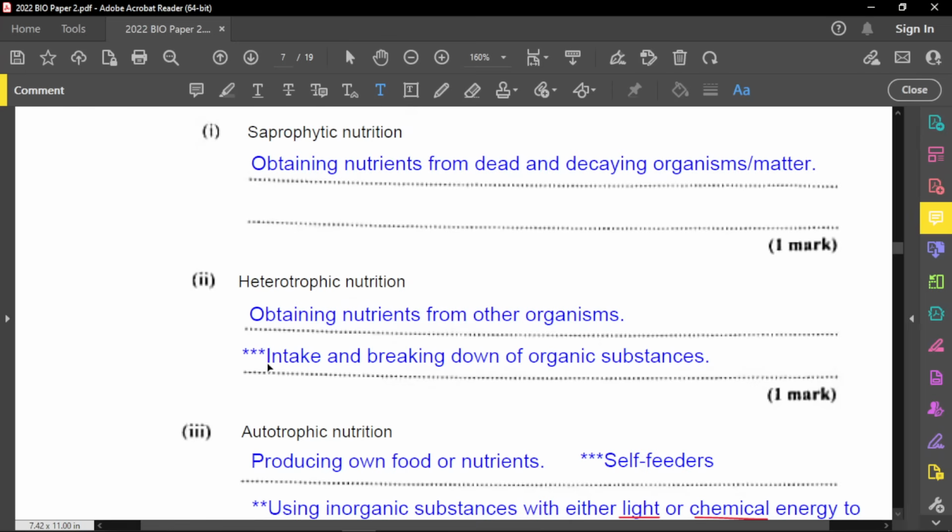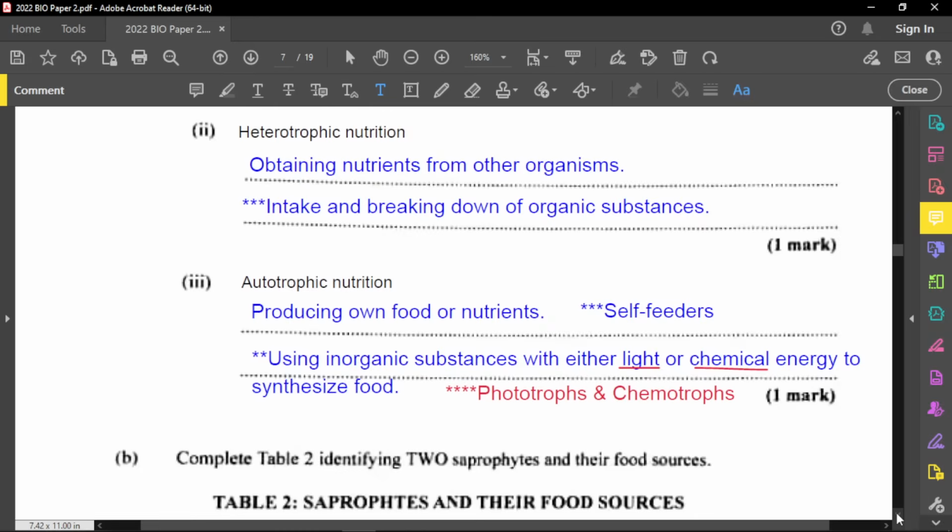The point I want to make right here is that these organisms will intake and break down organic substances. So they're taking substances or nutrients or food and breaking them down into smaller portions that can be absorbed. That's what heterotrophs do. Now, autotrophic nutrition, which represents autotrophs such as plants, they produce their own food or nutrients. So in other words, autotrophic means they are self-feeders. Auto means self and trophic means to feed. And so they use inorganic substances with either light or chemical energy to synthesize food.